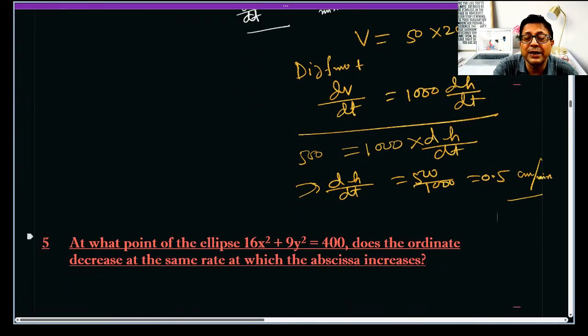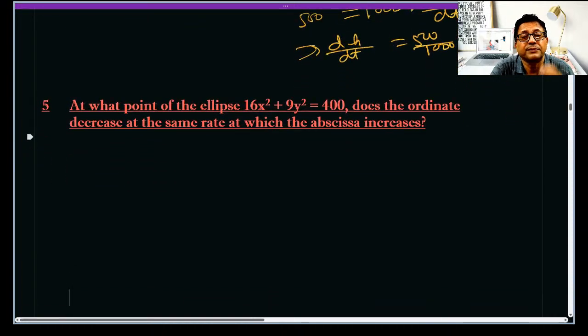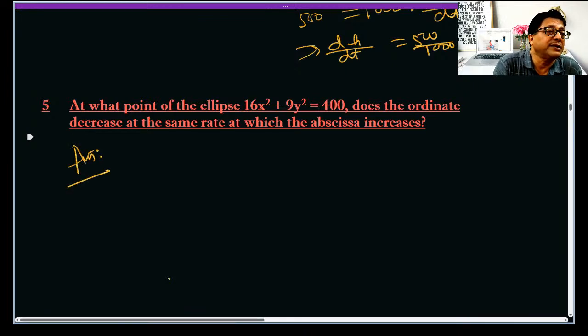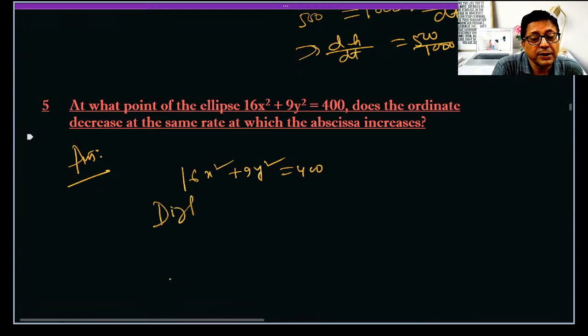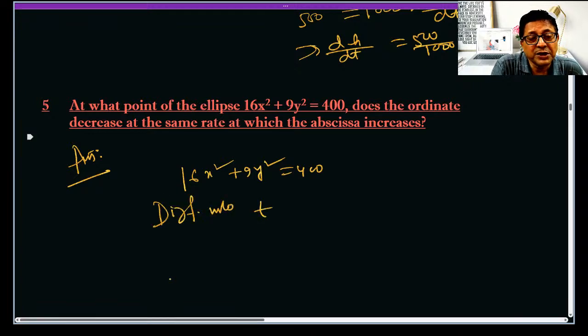Next one: at what point on the ellipse does the ordinate decrease at the same rate at which the abscissa increases? So will you find the time rate or dy by dx here? Obviously the time rate, isn't it? So on this curve, 16x square plus 9y square equals 400, you will be differentiating with respect to t.